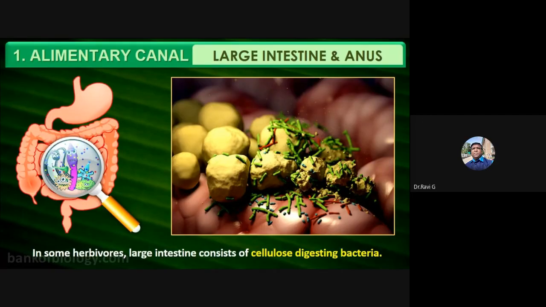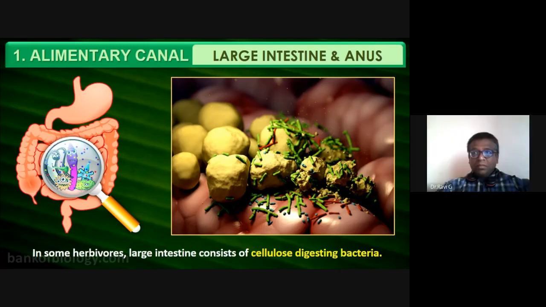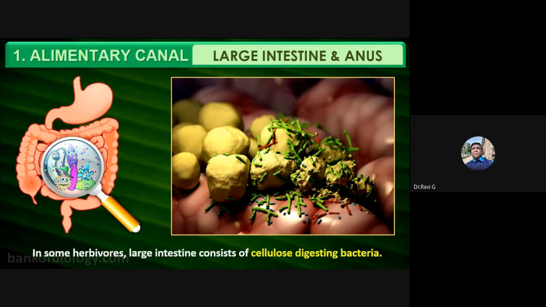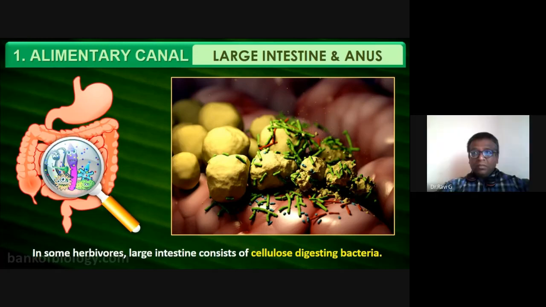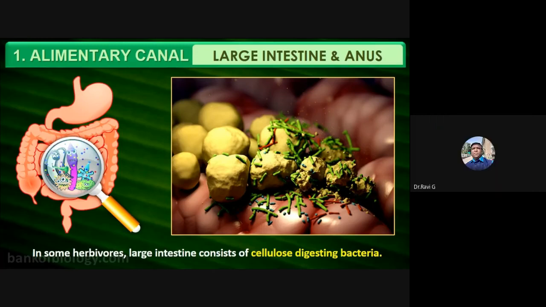In some herbivores, the large intestine contains cellulose-digesting bacteria, especially in the cecum. Those bring about the digestion of cellulose, especially the vermiform appendix I was talking about. In herbivores, it is functional and in association with bacteria which secrete cellulase enzyme and can digest cellulose. So that symbiotic association is noticed in the large intestine of herbivorous animals.